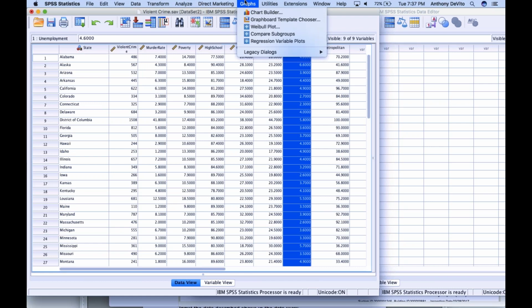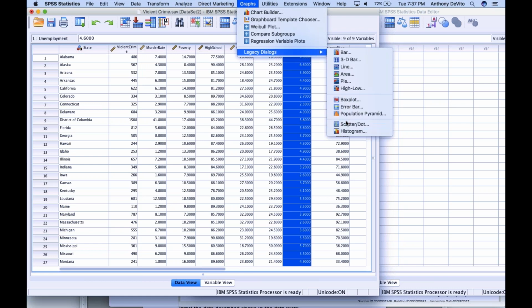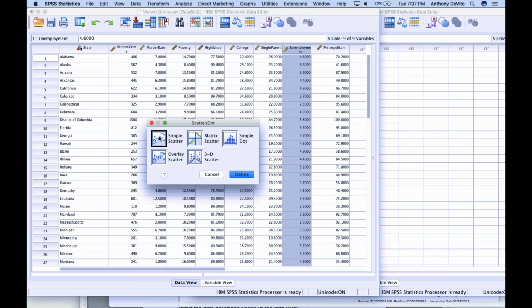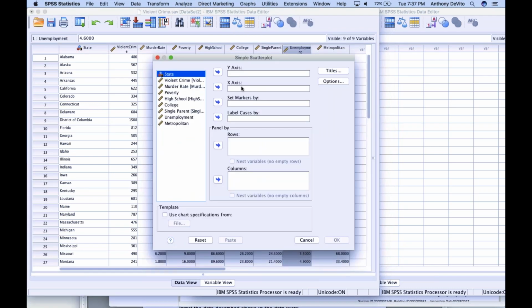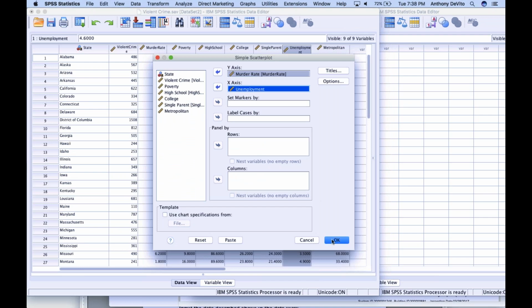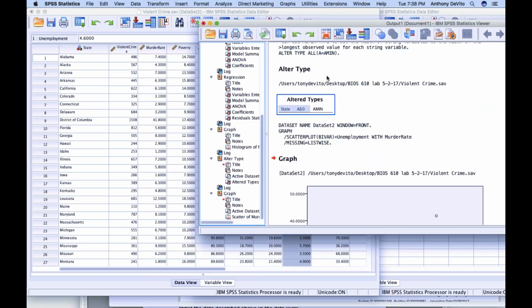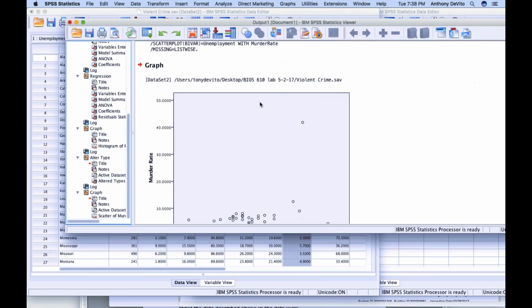Yeah, do a scatter plot first. Graphs, legacy dialogues, scatter plot. Okay, and let's do a simple scatter plot for starters and look at the association between murder rate and, say, unemployment. See if we see an association. Okay, and here we go.